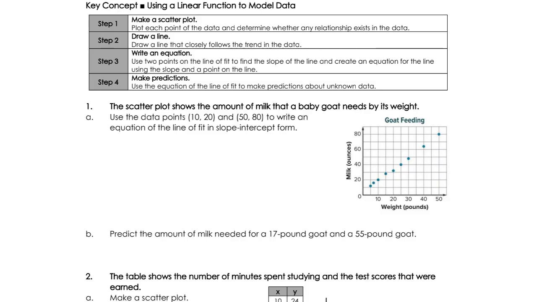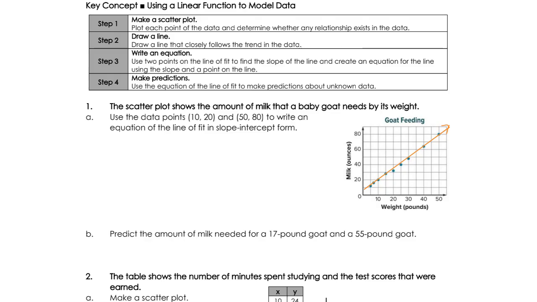So we're going to go ahead and move on to step 3 here on number 1. It says use the data points (10, 20) and (50, 80) to write an equation of the line of fit in slope-intercept form. So just to put this into perspective for you, we need a line that goes through (10, 20) and (50, 80).